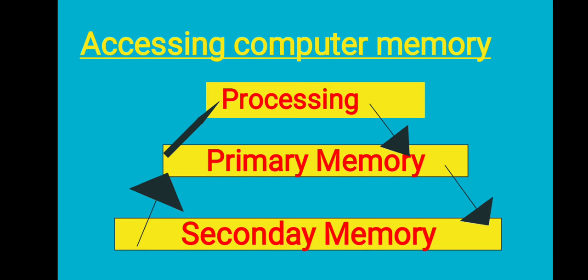Let's learn about accessing computer memory. Primary memory can be directly accessed by the CPU, but the secondary memory cannot be accessed directly. Data from the secondary memory is first transferred to the primary memory and then to the CPU.